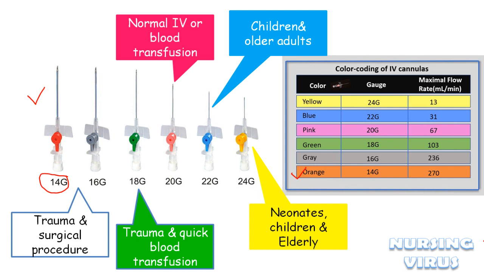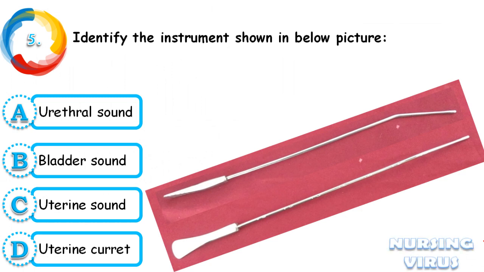The flow rate is 30 ml per minute. So out of all the venflons, anything can be asked. So don't forget the gauge size and the flow rate, as well as the purpose of each venflon. Sometimes they may give only the color of the venflon and ask the purpose of using that particular venflon.